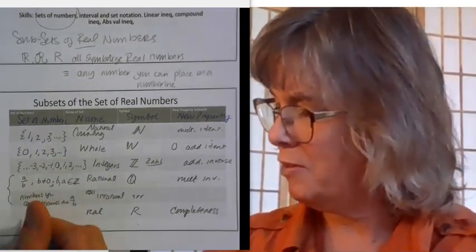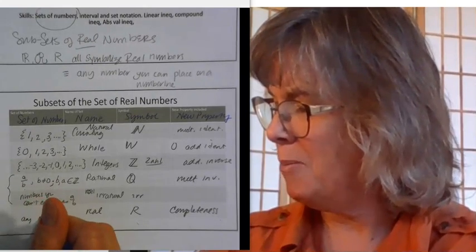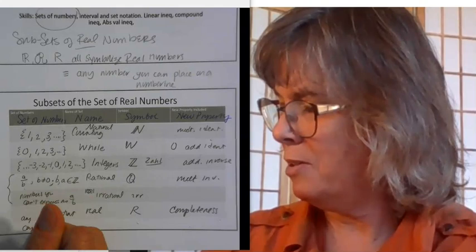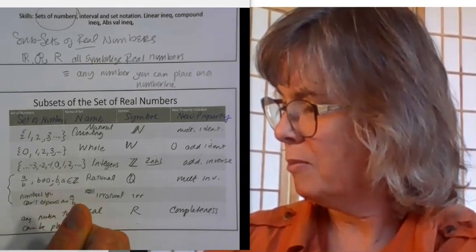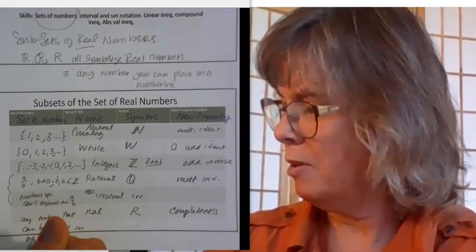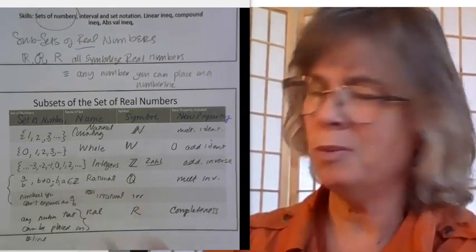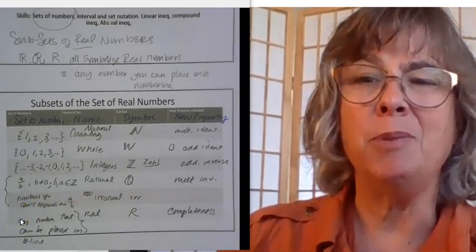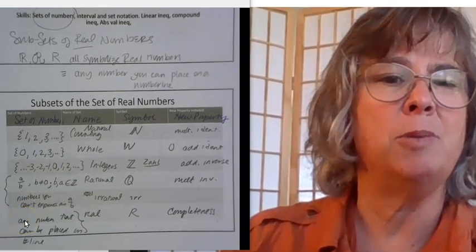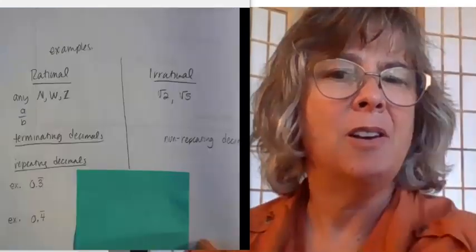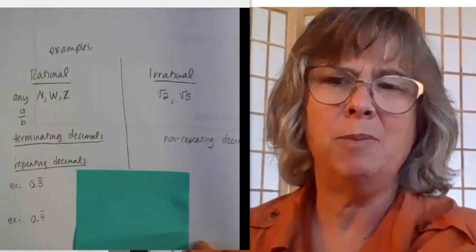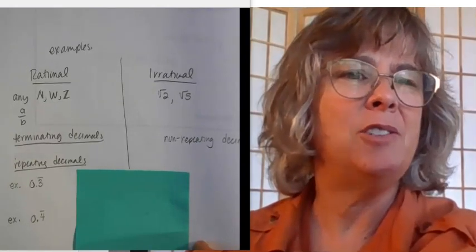And this is defined as any number that can be placed on the number line. Okay, and that's what a real number is. So let's take a second to look at some examples of irrational numbers so that we know the difference between irrational and rational numbers. So let's look at some examples of rational versus irrational, because that seems to be where people get kind of a little confused.